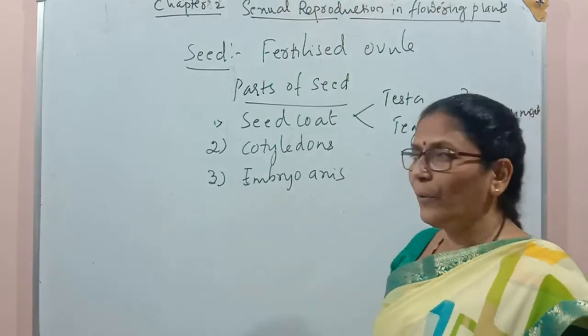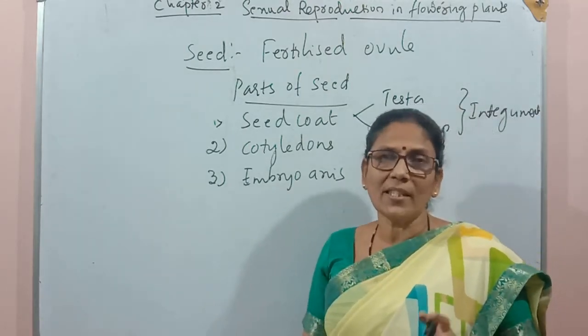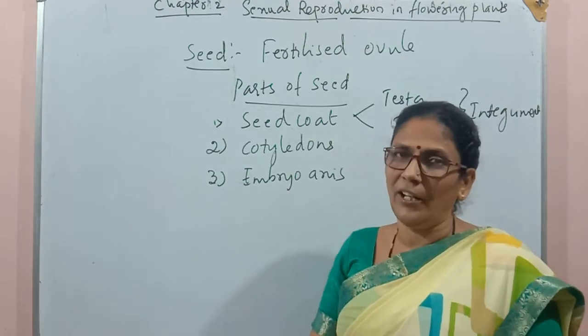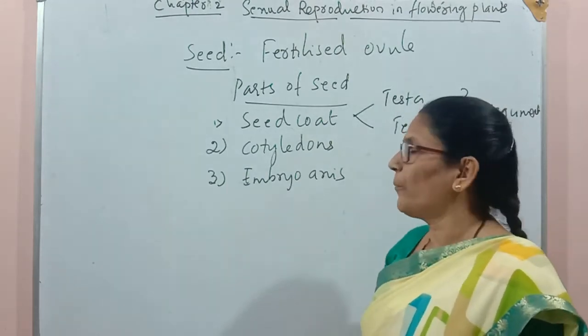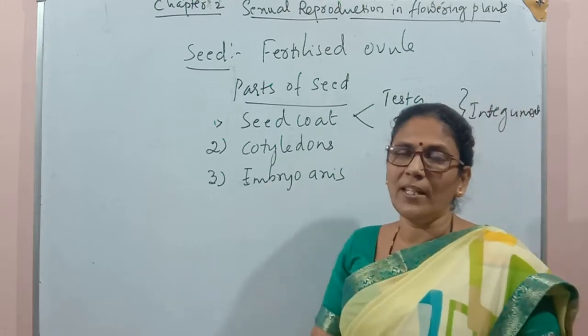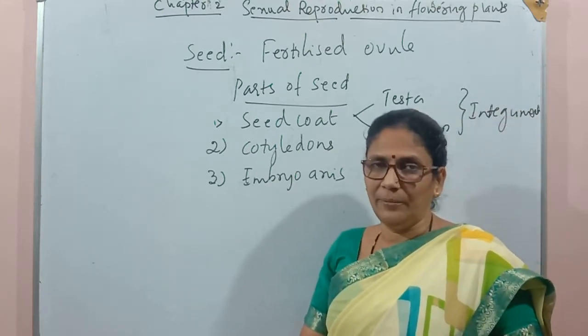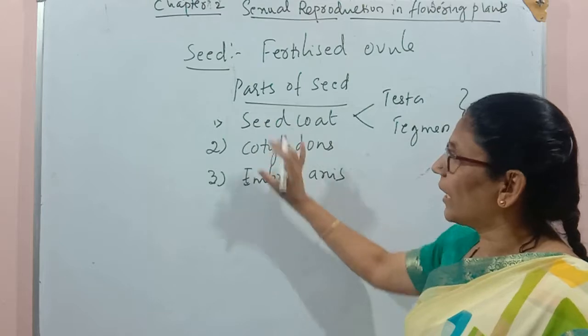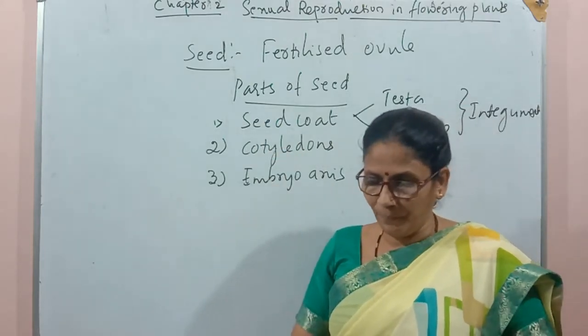The next is the embryo-axis. The embryo-axis is the one which holds the cotyledon. The upper portion of the embryo-axis is termed the plumule, and the lower portion is the radicle. So these are the three parts of the seed.